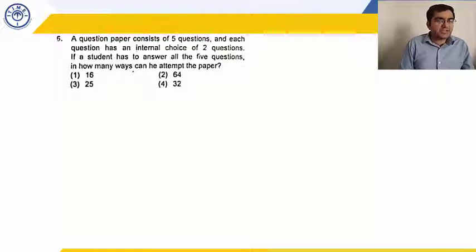There are 5 questions. Each question has an internal choice of 2 questions, or basically you can understand it as 2 answer choices. Let's say 5 questions of true false type, and the student has to answer all 5 questions. Then in how many ways can he answer? Please take 15 seconds. Similar to previous question.